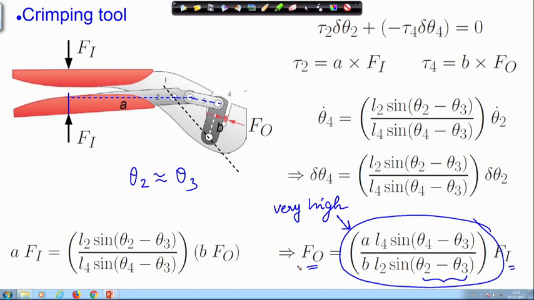This is not possible using a simple lever. So, a mechanism helps in producing virtually infinite force transmission ratio in a mechanism like in a tool like this.